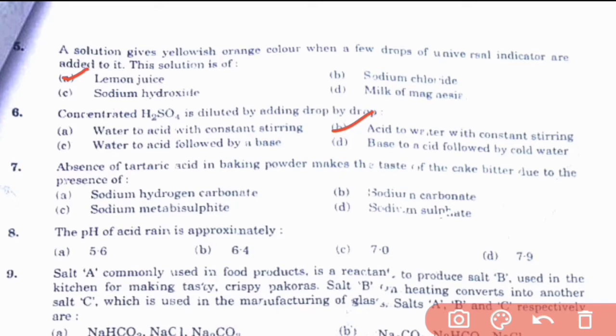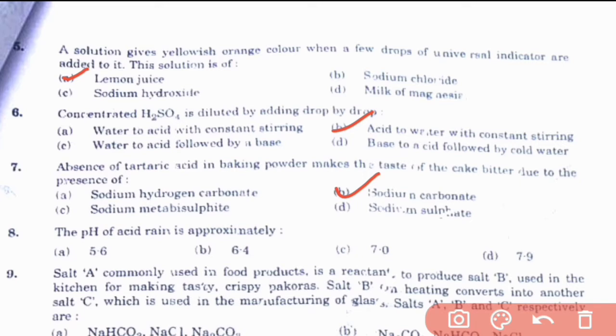Next question, that is question number 7. Absence of tartaric acid in baking powder makes the taste of the cake better due to presence of. Option number A, sodium hydrogen carbonate. Option number B, sodium carbonate. Option number C, sodium metabisulfite. Option number D, sodium sulfate. So the correct answer is sodium carbonate.